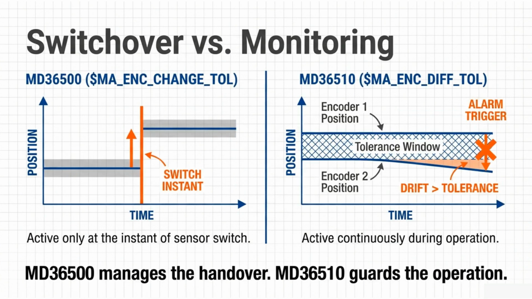Machine data 36500 manages the handover and is active only at the instant of sensor switch. In contrast, machine data 36510 guards the operation continuously. It detects drift over tolerance, triggering an alarm before damage occurs.